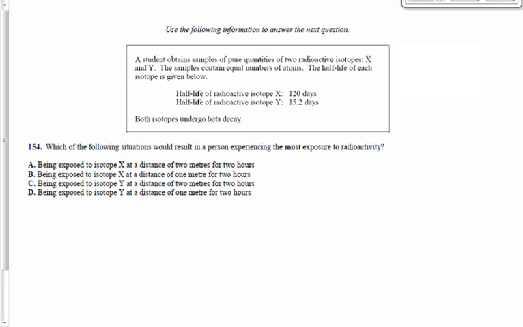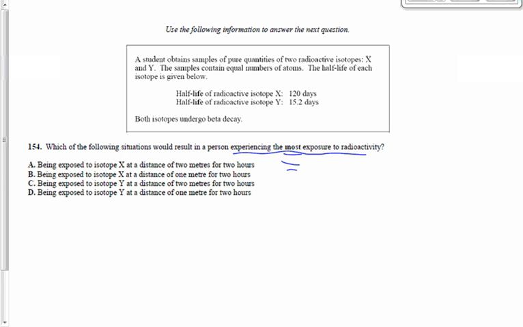154. A student obtains samples of pure quantities of radioactive isotopes X and Y. The samples contain equal numbers of atoms. The half-life is given below. This question is probably better placed after the last concept that we're going to look at here today, but we can still do it, okay? Half-life of X is 120 days. Half-life of Y is 15.2 days, and they both undergo beta decay. Which would result in the person experiencing the most exposure to radioactivity? This is almost more of a logic question than anything else.